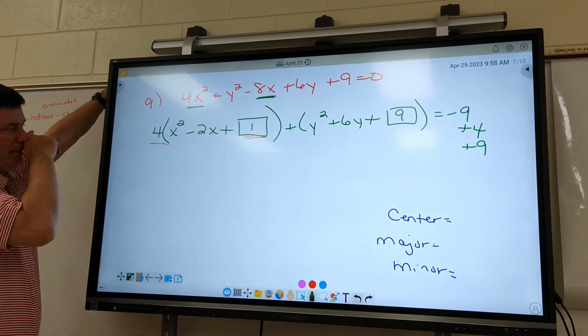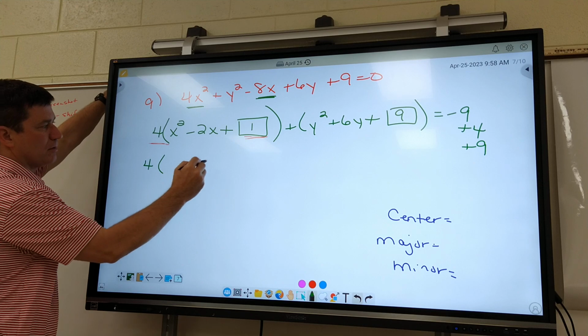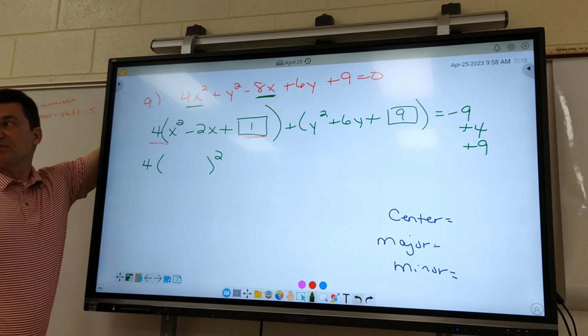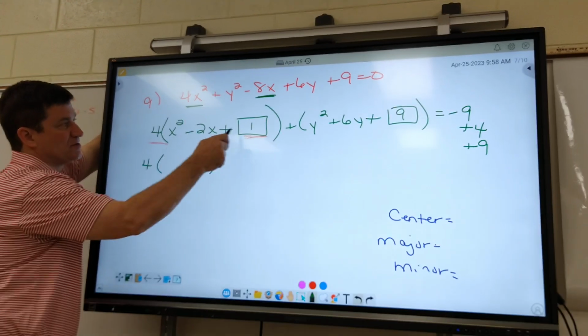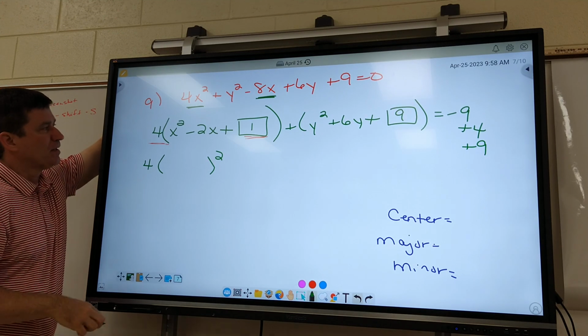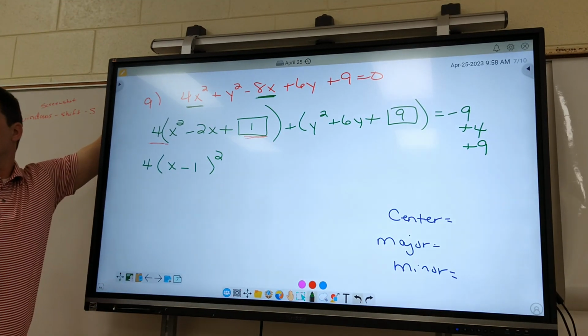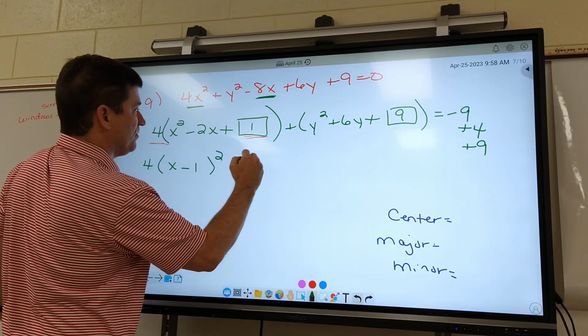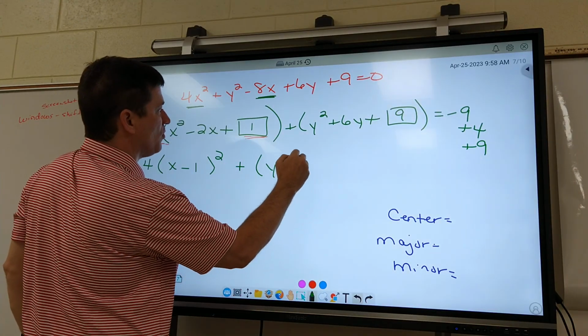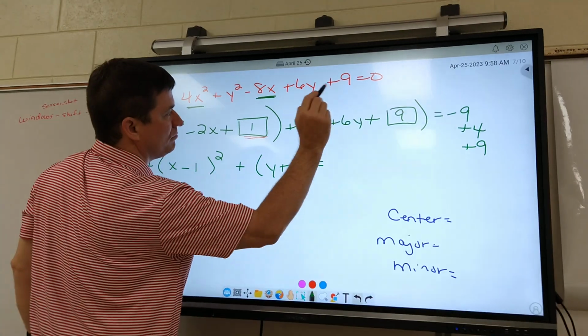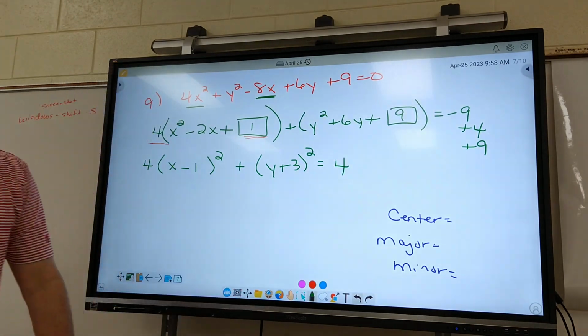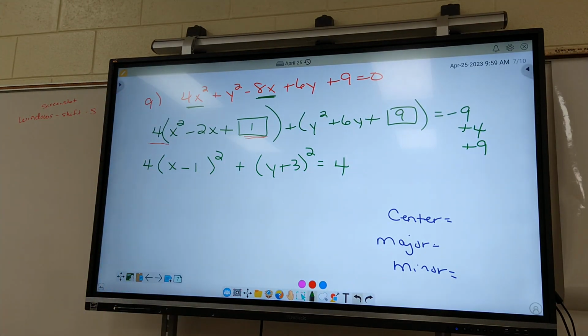All right, next step. We bring down the 4. Just like we did on the circles. What's going to go in this parenthesis? X minus 1, and then the square is outside the parenthesis, right? Same thing over here. Y plus 3 squared. Add these 3 up. I can do that in my head. That's 4. All right, I'll let you write it down.